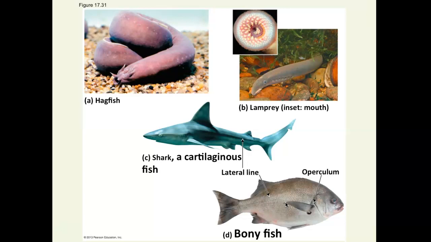We have cartilaginous fish, which means that their endoskeleton is actually not bone, it's made of cartilage, and it makes them a little bit more flexible. Sharks fall under this category. Sharks have cartilage as their skeletal structure. And then bony fishes, probably the fish we are used to eating, because when you cook a whole fish, you have to pick out the bones. So bony fishes have bones.